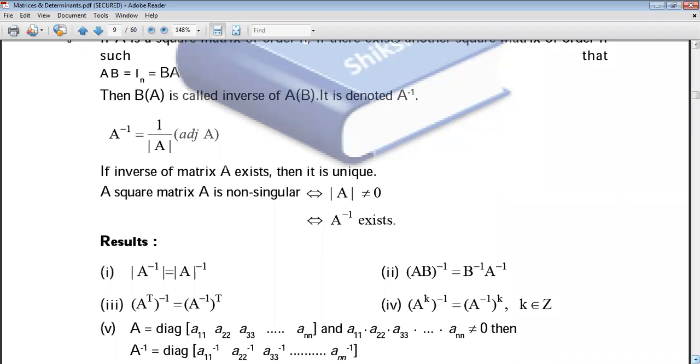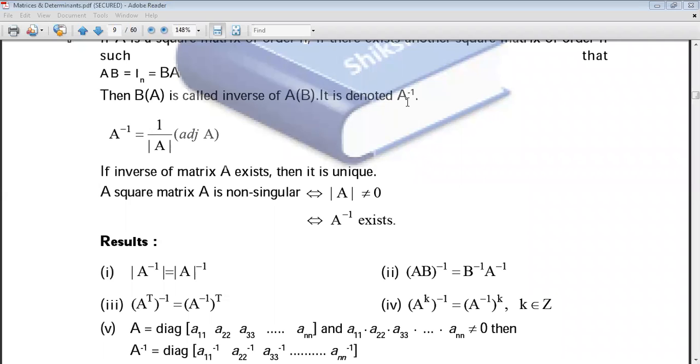So just take a simple example of a matrix. See, for finding the inverse of a matrix, I am going to take a matrix.